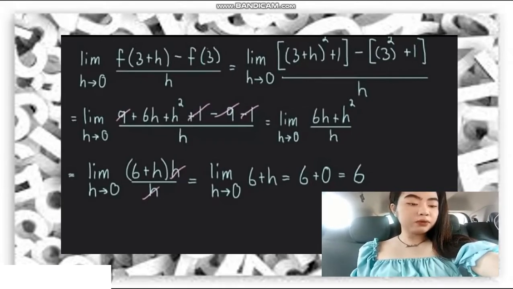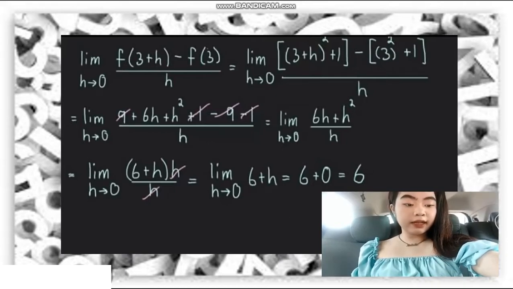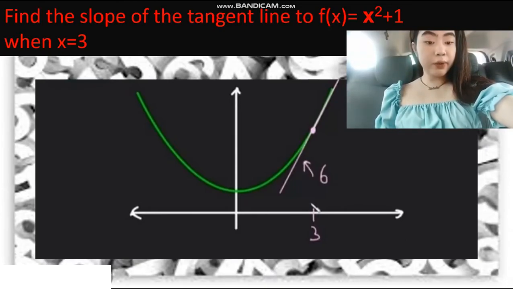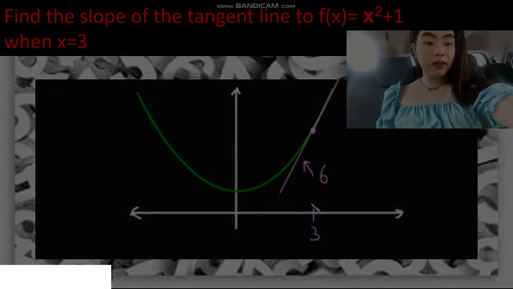We ended up with the number 6 to tell us the slope of a tangent line. Remember that this is a derivative, it tells you the slope of a tangent line to this function when x is equal to 3. We already plugged the 3 in, so the slope of that tangent line is 6. Here is the function x squared plus 1, and what we're saying is when x is 3, the slope of a tangent line to this function is 6. So the slope of this tangent line is 6. That's what we figure out by taking this derivative.